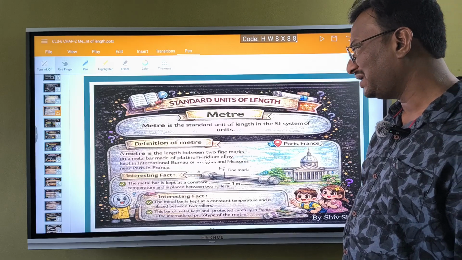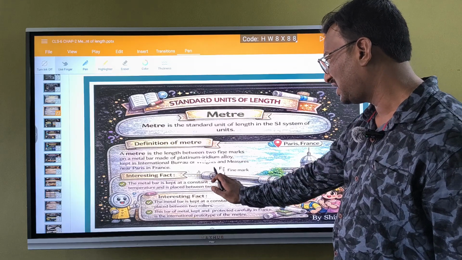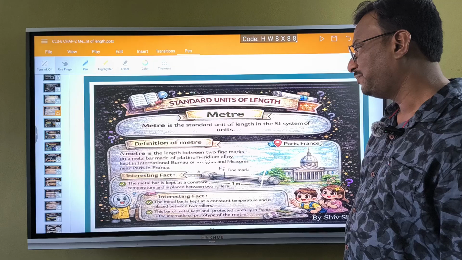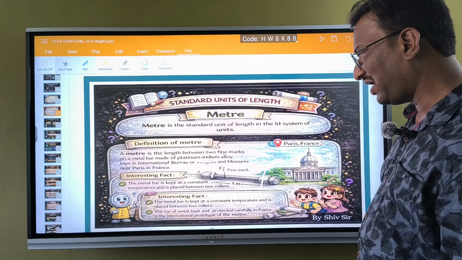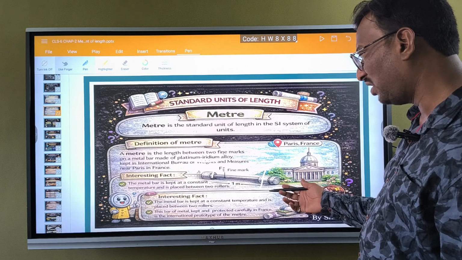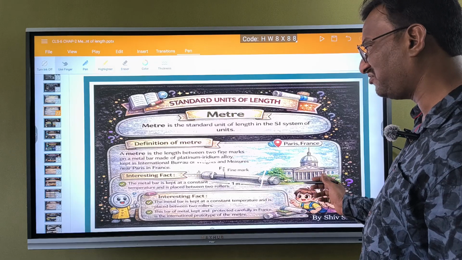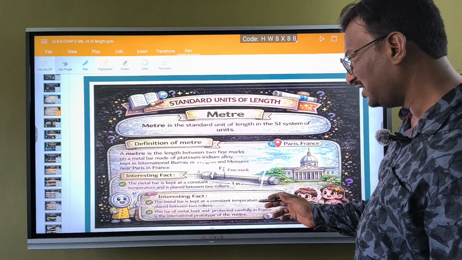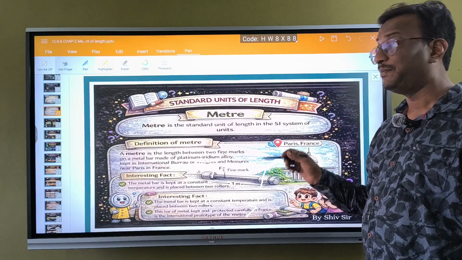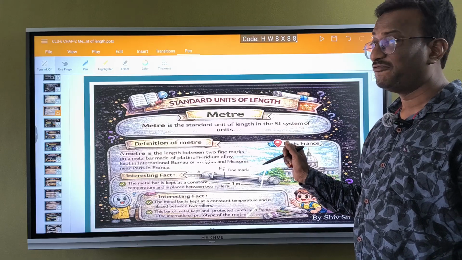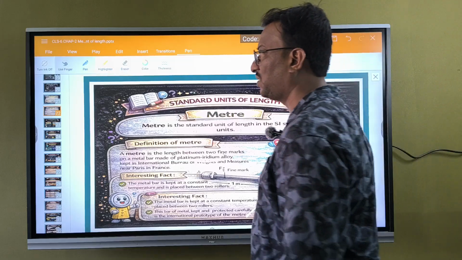Interesting fact, the metal bar is kept at a constant temperature and is placed between two rolls. See here, in between two rolls it has been placed. The bar of the metal kept and protected carefully in France is the international prototype of the meter. So that bar length we call meter. It is 100 centimeters. From there the length of the meter has been chosen. This is the history of meter, right?